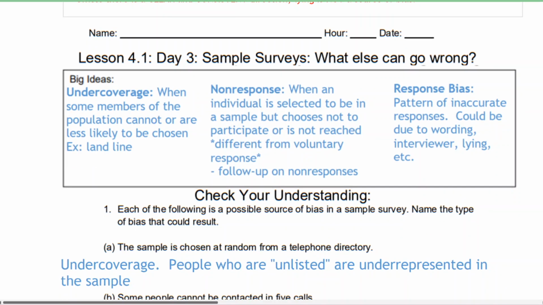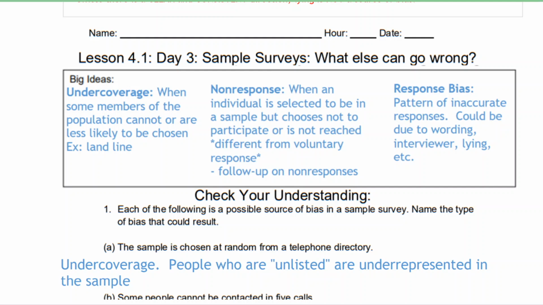So that was very quick. Here are the three different biases, or the three main biases that we're going to be concerning ourselves with. Number one, undercoverage. Some members of the population cannot or are drastically less likely to be chosen. Their opinion would not be represented in the sample. So that's an undercoverage.